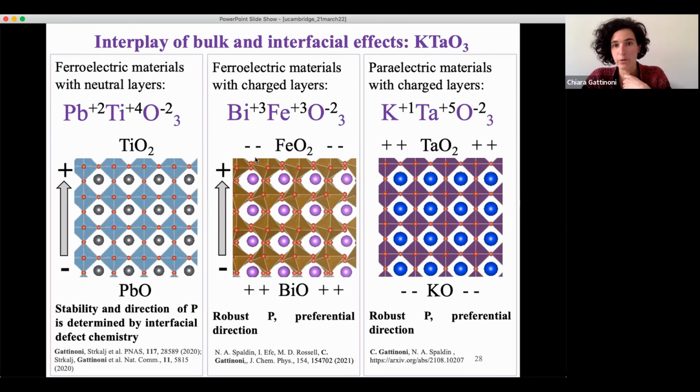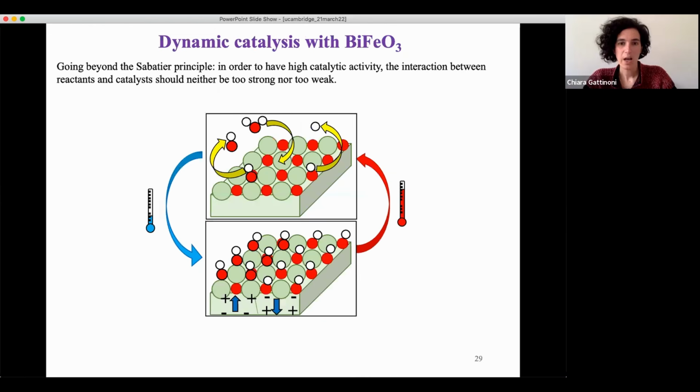As I said, for bismuth ferrite and also for this third type of materials, these charge layers lock the polarization direction. So there might be workarounds to that, but maybe these are the set of materials that look more promising, but there's more work to be done on this. I want to do one last example, which I think is quite fun.